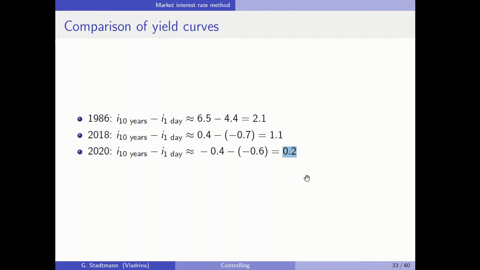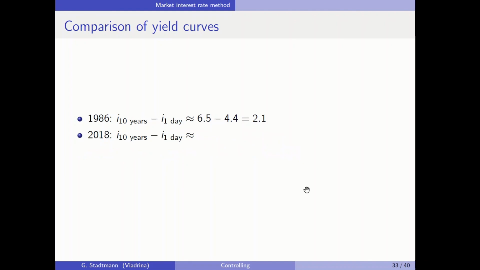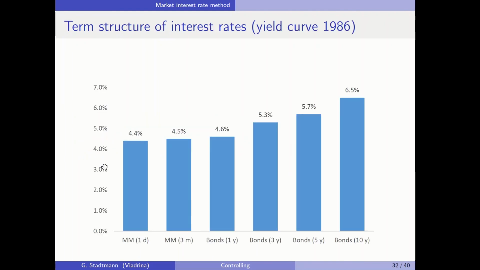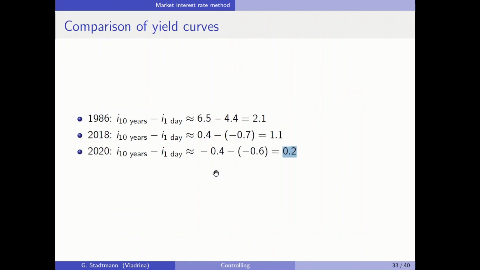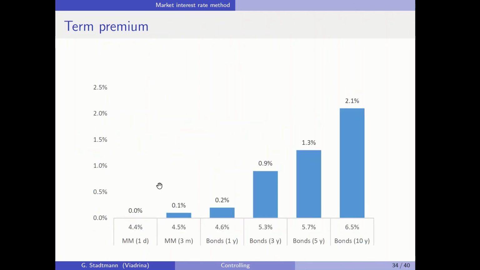Nevertheless, I would like to go back to the textbook and work with the textbook example. So we were looking at this term structure of the interest rate, and based on it, I would like to deduce the so-called term premium. The term premium is computed in the following way. I use the interest rate on each maturity, and we subtract the interest rate of the shortest maturity. So we subtract from each interest rate the value of 4.4%, and then we get the term premium.